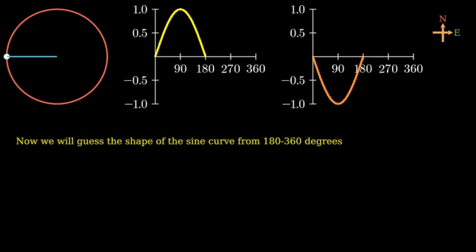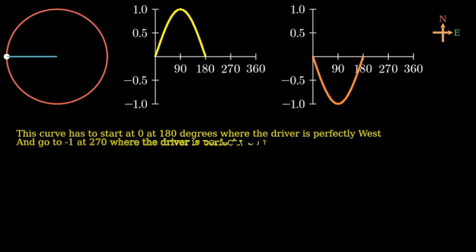Now we will guess the shape of the sine curve from 180 to 360 degrees. This curve has to start at 0 at 180 degrees where the driver is perfectly west, and go to -1 at 360 degrees where the driver is perfectly south.